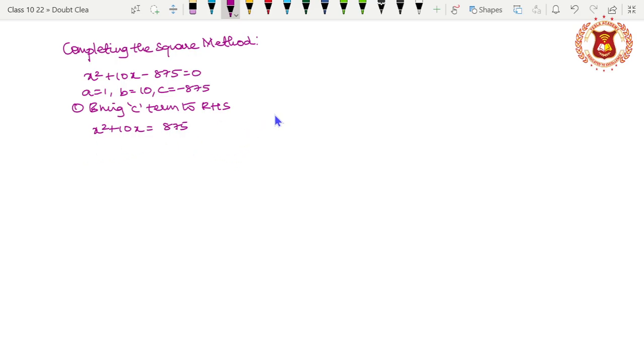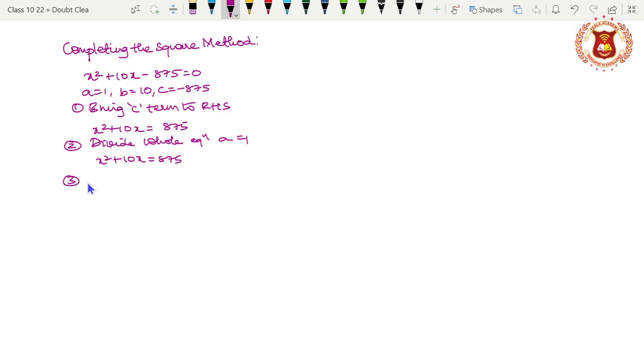The next step is to divide the whole equation by a. Now since here a is 1, dividing the entire equation by 1 gives the same result. x square plus 10x is equal to 875. Since a is equal to 1 here, it doesn't change the value of the equation. Therefore the equation remains the same. Second step is divide the whole equation by a.